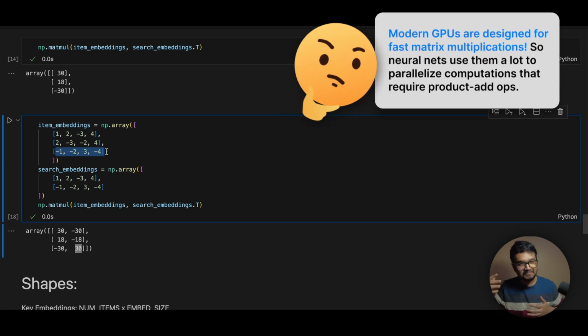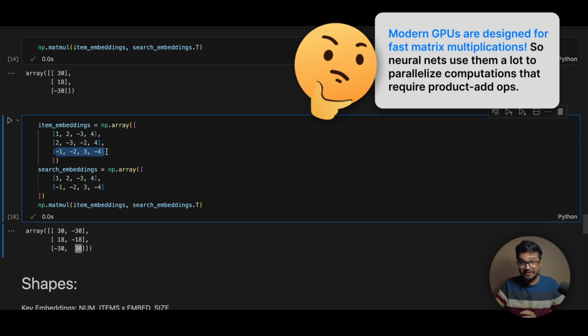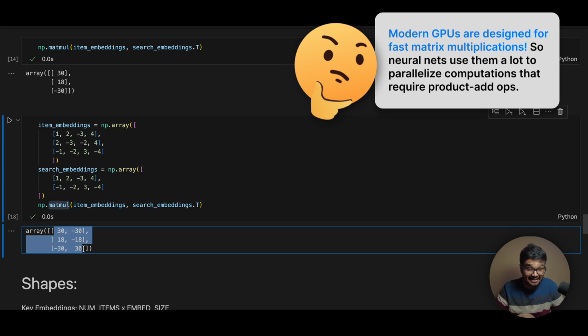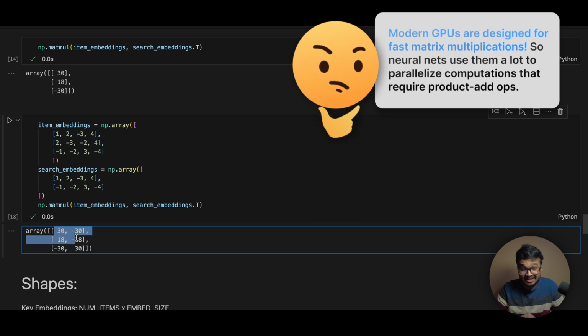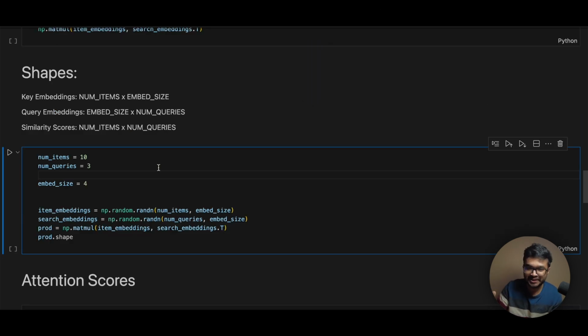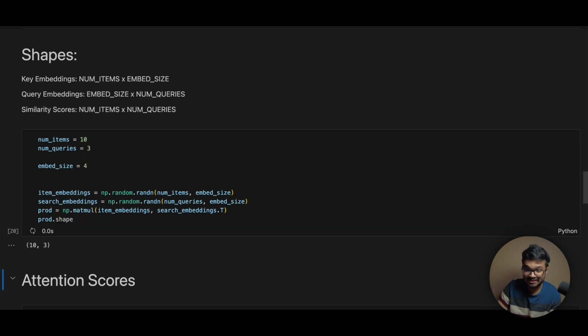So you don't have to write some for loop to do this. You can just do np.matmul, or later we'll see torch.matmul, to achieve the same. And you can see that the shape would be 3, 2 for this operation. And so here, just to illustrate the point further, let's say you have number of items equals 10, number of queries equal to 3, and embedding size equal to 4. Now if we do our little matmul operation, what's going to be the product shape? Well, it's going to be 10, 3, number of items, number of queries.